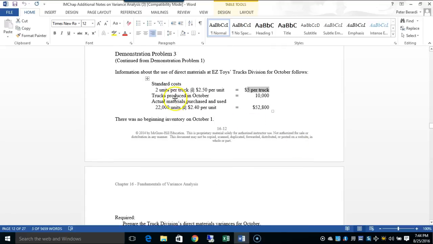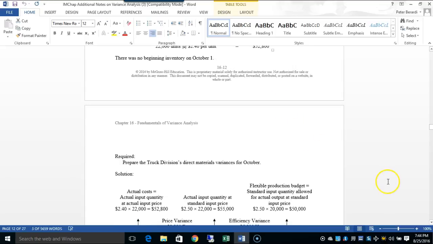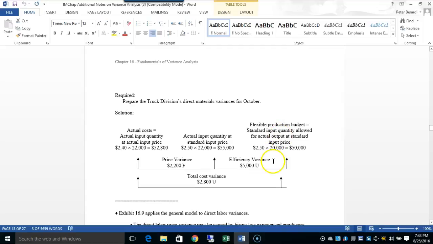Do not use what was budgeted, and do not use what was actually incurred, 22,000. What you want to know is we produced 10,000 trucks. It takes 2 parts per truck. Therefore, we should have only used 20,000 parts to make 10,000 trucks, but we used 22,000 parts. Therefore, we have a variance.